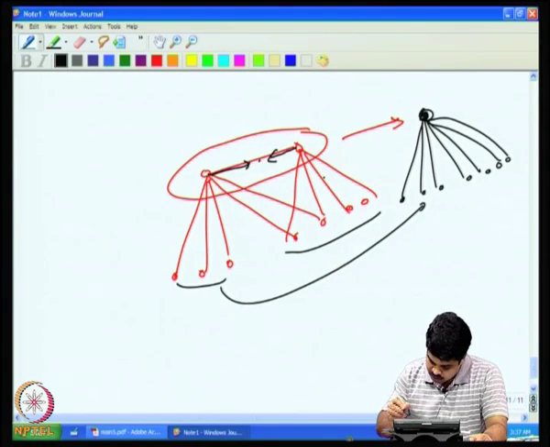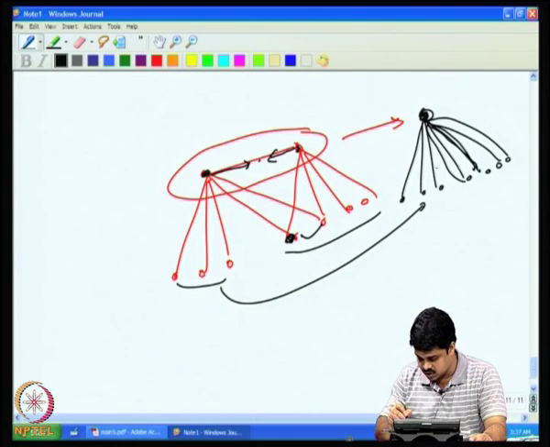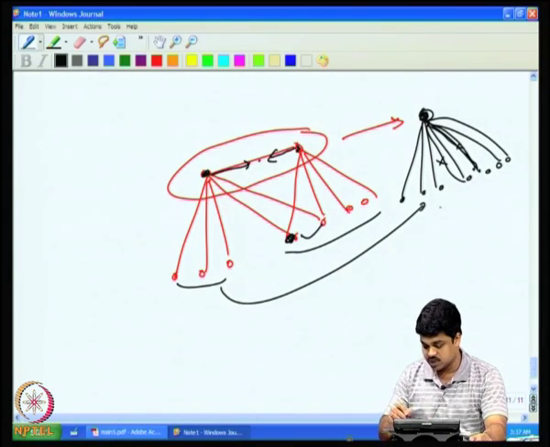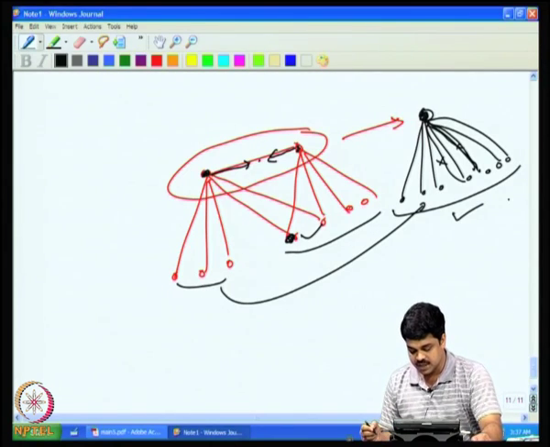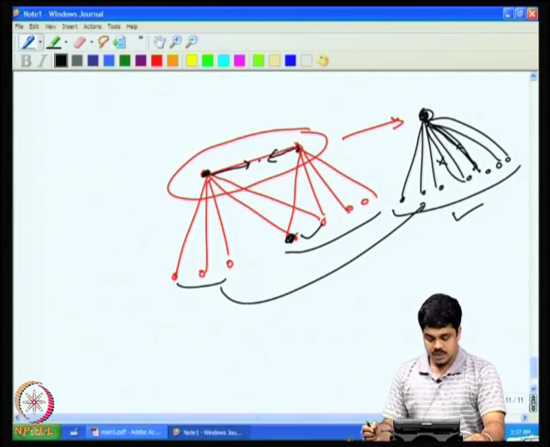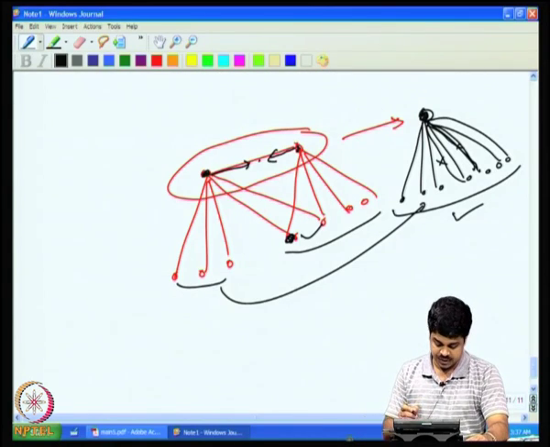So you may say that there are some double edges here because originally this and this both are connected to this vertex, so therefore there should be 2 edges, but then you can always discard it if you are not interested in multi edges. Sometimes when you are interested in multi edges you may have to keep it, but if you are only talking about simple graphs you can. So this is the contraction operation.